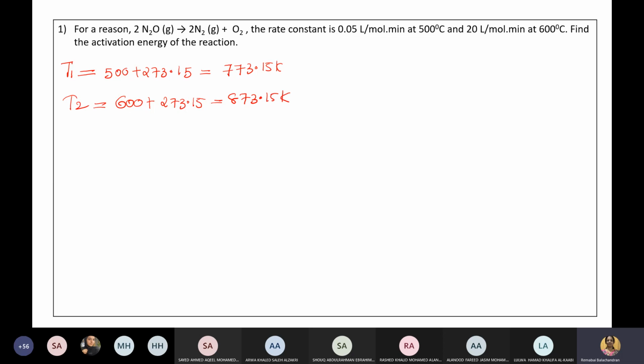Okay, so now here, K1. This K is capital letter K, the rate constant k is small letter. When I write on the board, it will never come properly. So tell me k1. Yes, 0.05. I am not writing units. k2 is 20. Now, what's the formula? ln of k2 over k1, both of them small letters, is EA over R times (1 over T1 minus 1 over T2).